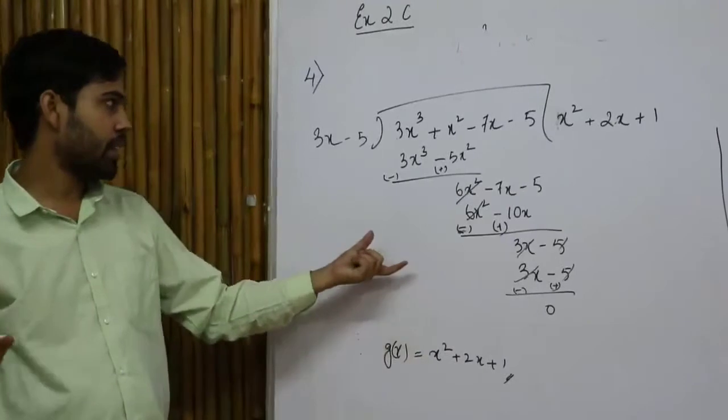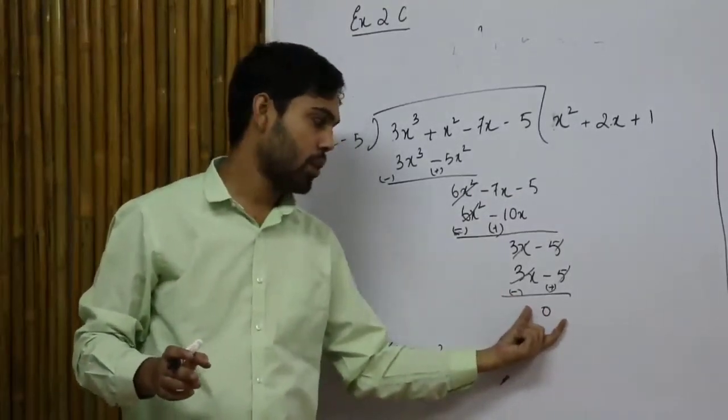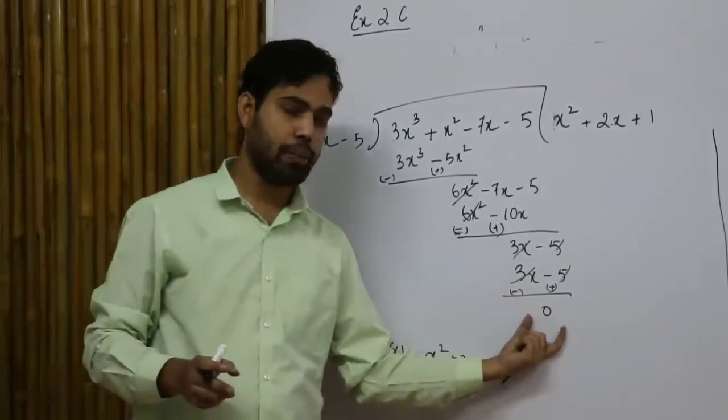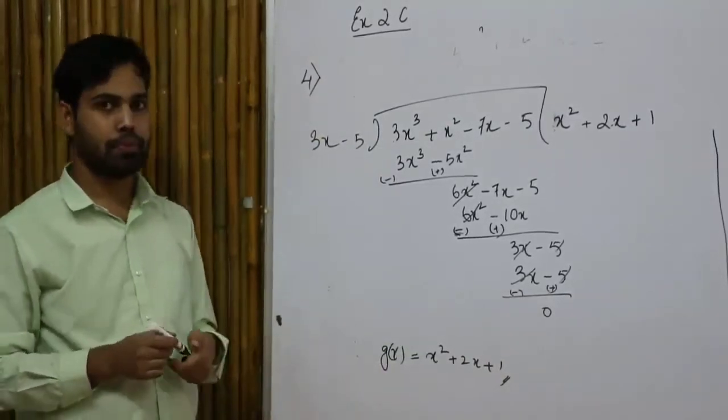Okay. Now keep one thing in mind. The remainder should always be 0 in here. Okay. If it is not 0, that means I have done something wrong in the calculation. Okay. The remainder should be 0. So this is the solution of this problem.